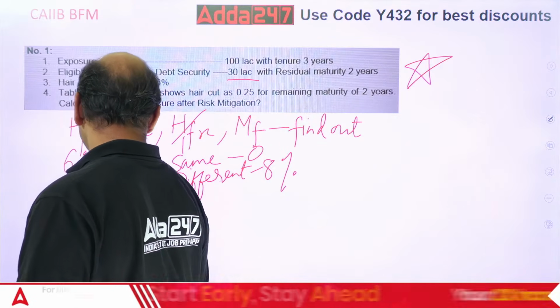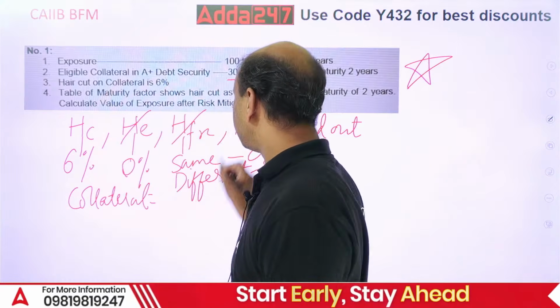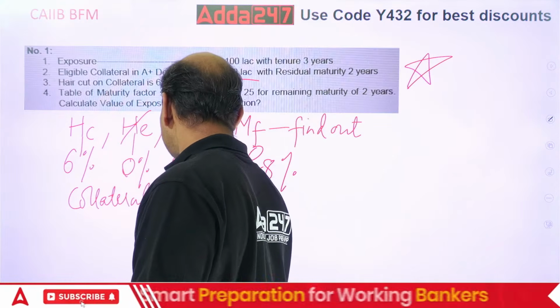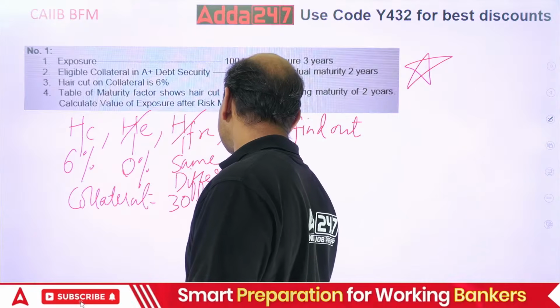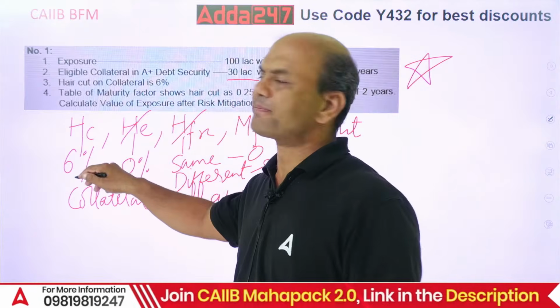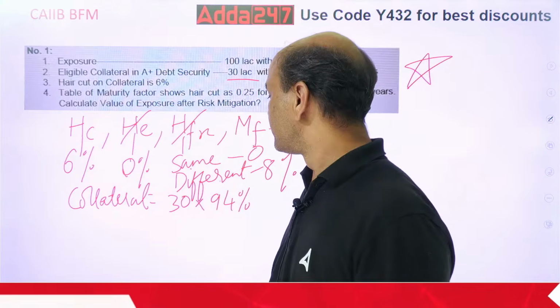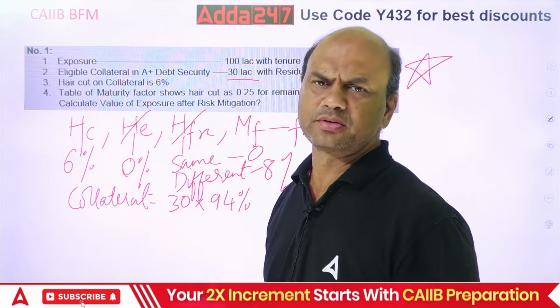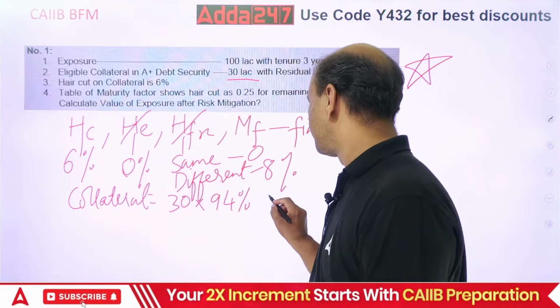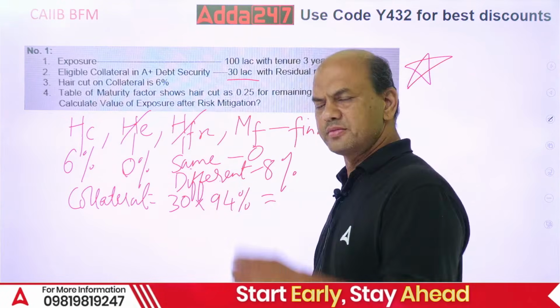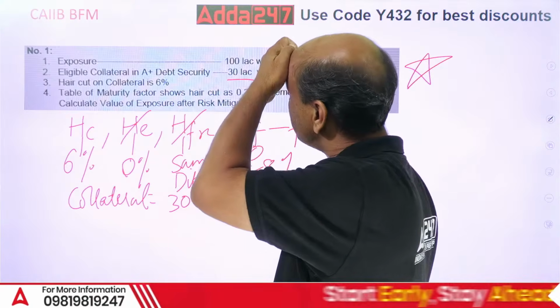What will be my collateral now? 30 lakhs into 94%. See, 6% is gone. Haircut is to be reduced. So 6% is gone. So 30 lakhs into 94%. So now solve it. What is the answer? 30 lakhs into 94%.